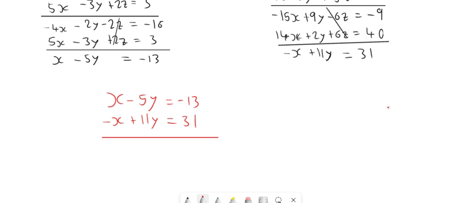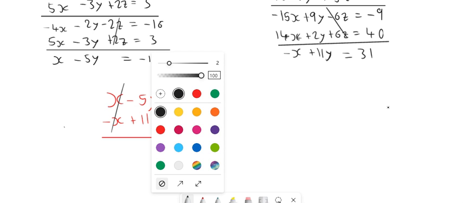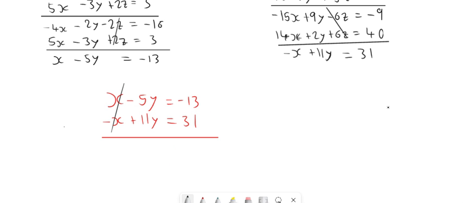Now here the x's actually already cancel out, so I'm going to get rid of the x's next. We can do that. We don't have to go to the y's next. You could if you want. 11y take away 5y is 6y, and that gives me 18. Therefore if I divide by 6 I get y is equal to 3, because 3 6s are 18.